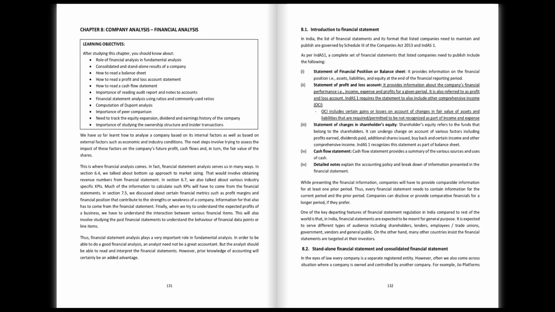2. Statement of profit and loss account. It provides information about the company's financial performance, that is, income, expense, and profits for a given period. It is also referred to as profit and loss account. IND-AS 1 requires the statement to also include other comprehensive income, OCI. OCI includes certain gains or losses on account of changes in fair value of assets and liabilities that are required or permitted to be not recognized as part of income and expense.